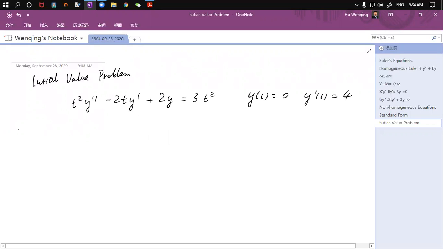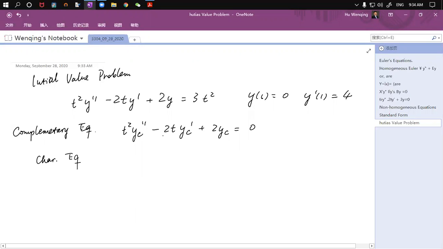So you should start with the complementary equation. The complementary equation is t squared yc double prime minus 2t yc prime plus 2 times yc is equal to 0. As long as you have the complementary equation, the characteristic equation is r squared minus 3r plus 2 is equal to 0. Remember, alpha is replaced by alpha minus 1. So you're going to have this.